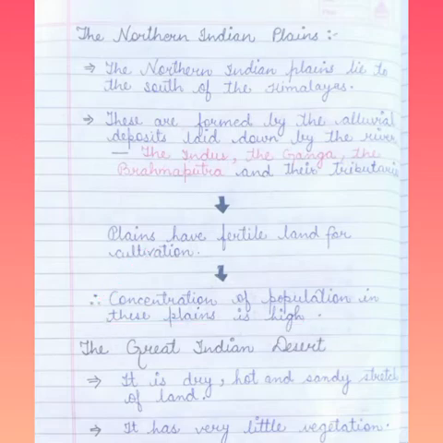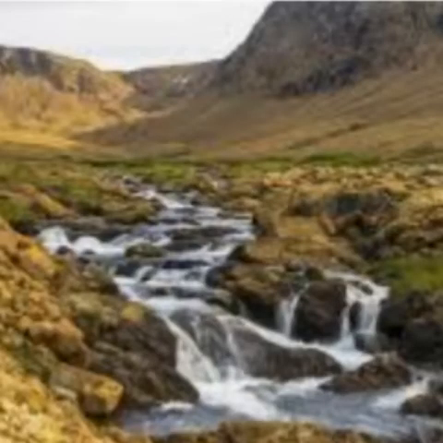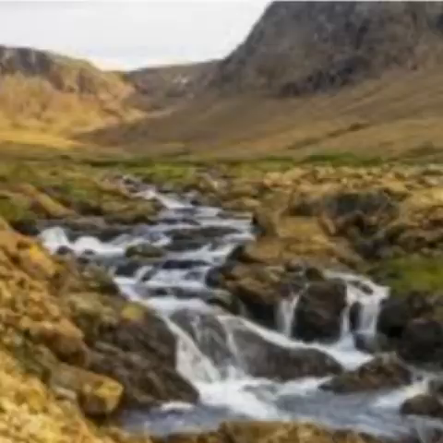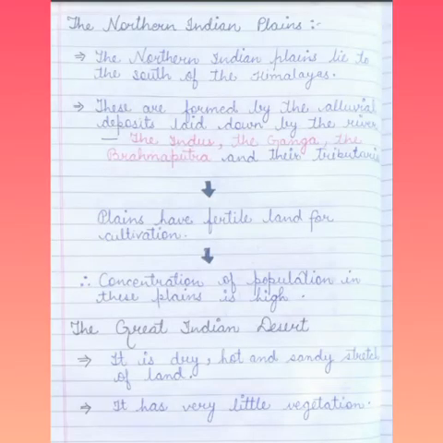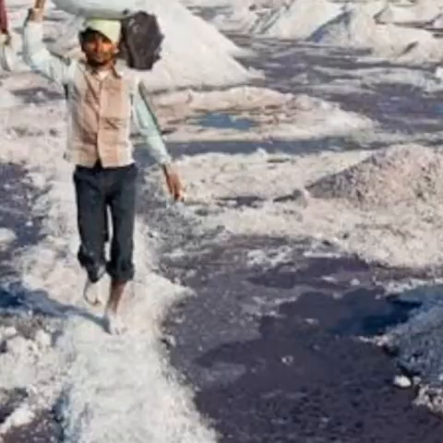Now, when we talk about the Great Indian Desert, it is located in the west part of India. It is also known as the Thar Desert. It lies west of the Aravalli Hills and extends from western Rajasthan to Pakistan. Most of its rivers and streams are lost in the sand. Therefore, water is scarce and there are no big rivers like Ganga and Yamuna. It has very little vegetation. Saltwater lakes like the Sambhar lake are found in this region.